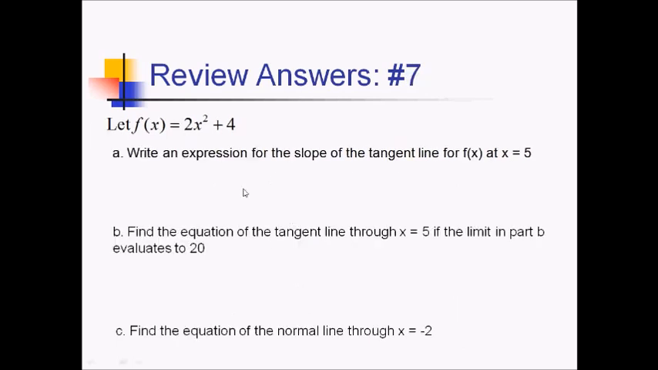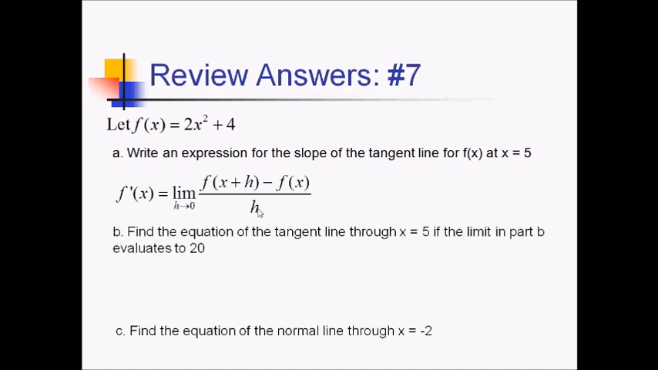For this problem, we're using the function 2x squared plus 4, and we're asked to write an expression for the slope of a tangent line at x equals 5. So if you want the slope of a tangent line, you're looking for the instantaneous rate of change, or the derivative. So that's going to be using this limit formula here. Limit as h approaches 0 of f of x plus h minus f of x over h. Basic idea is you're finding the slope as the distance between 2 points, which we call h, becomes infinitely small.